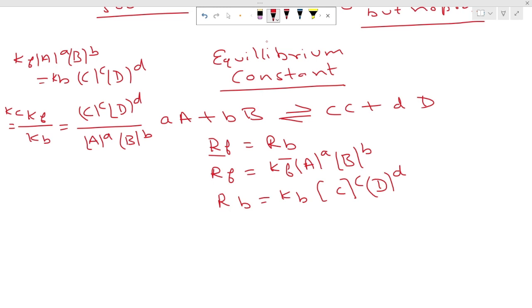This is the equilibrium constant, and it is a constant because at equilibrium the concentrations of the reactants and products become constant. Therefore this whole expression is constant, and it is known as the equilibrium constant. If A, B, C and D are all gases, then this type of equilibrium is known as homogeneous equilibrium.